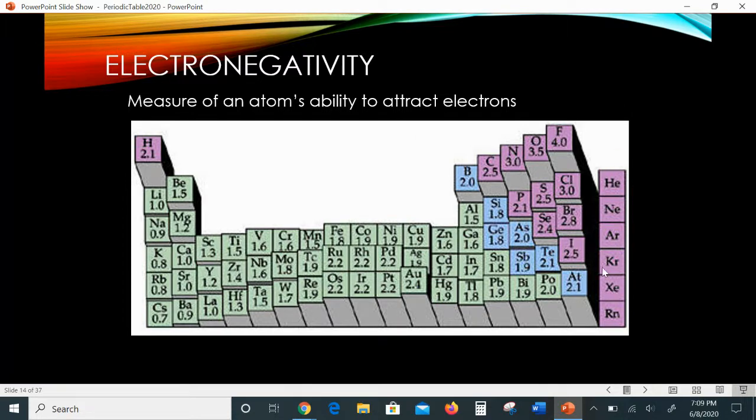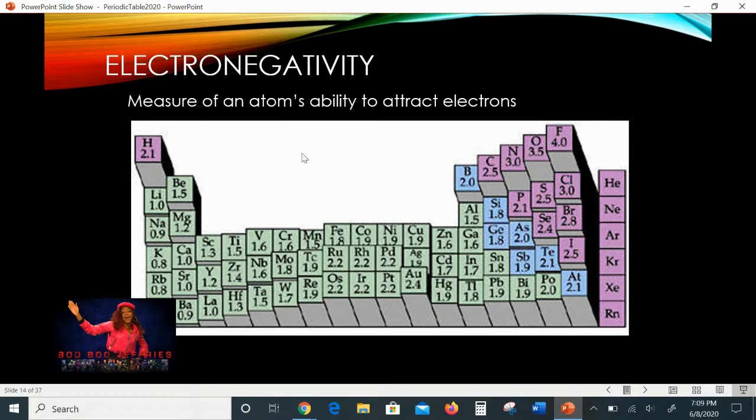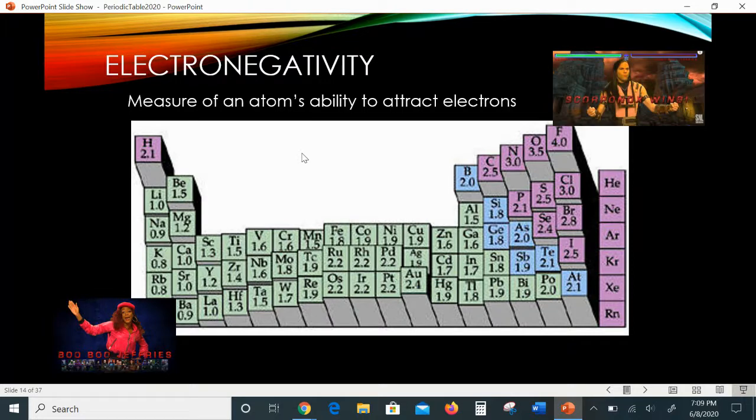Notice the noble gases are not involved in this because they don't fight for an additional electron. They're already good. They got all the electrons they need. So they're stable. So they don't get involved in these fights. These are only for things trying to be like noble gases. So electronegativity is the measure of an atom's ability to attract additional electrons. So Boo Boo Jeffries in this corner, Scorponok in that corner, and that's going to be true for everything we're doing.